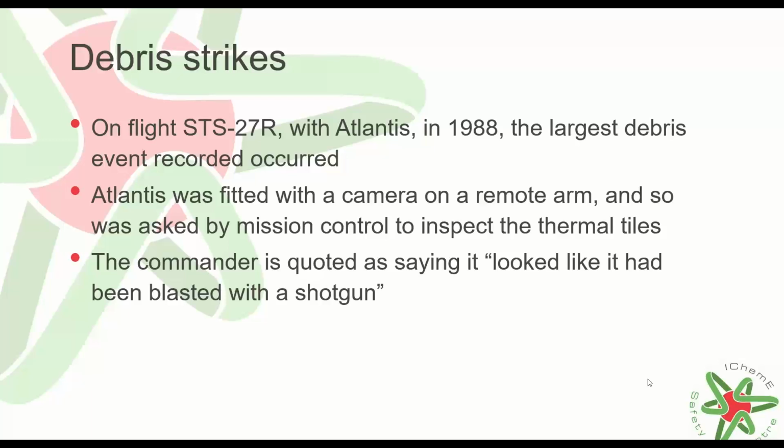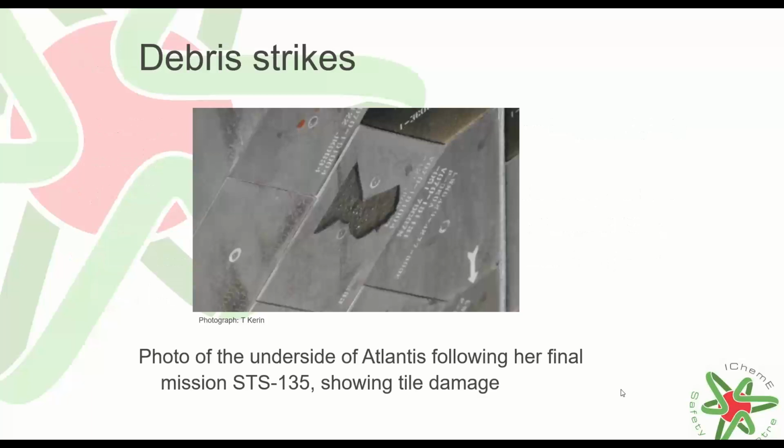As I said, it was Atlantis that had that 1988 strike where Atlantis almost didn't land. Interestingly, they did actually have a camera on board Atlantis at the time, and Mission Control asked them to take a look at the wing, and the commander said it looked like it had been blasted with a shotgun. There was so much damage to the Atlantis leading edge wing. Yet it made it back into the atmosphere.